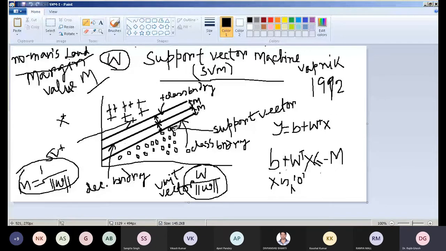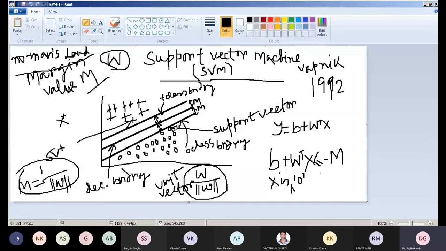Once the training phase gets over, we can throw away all the samples from the training set, but not the support vectors.